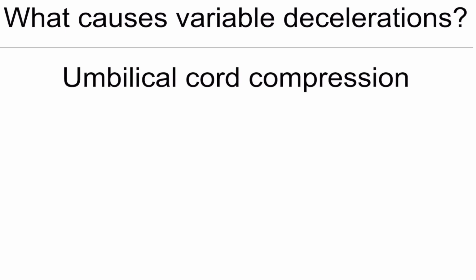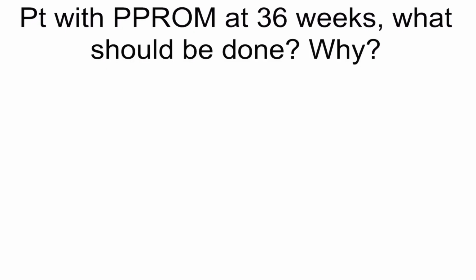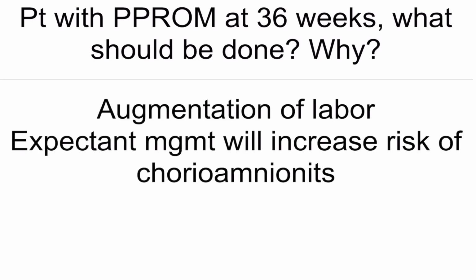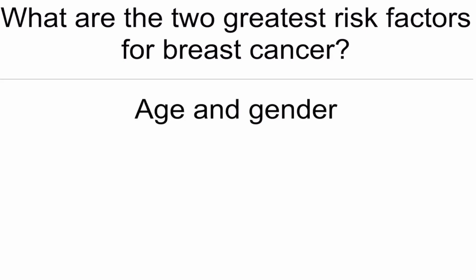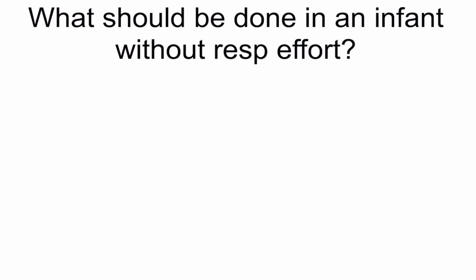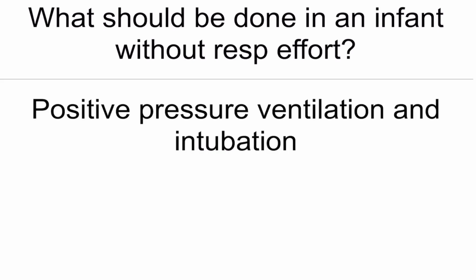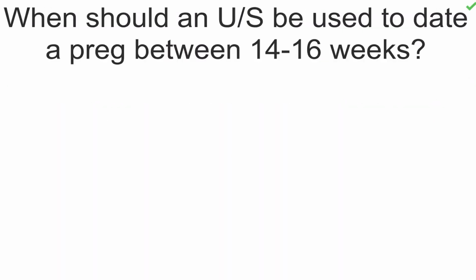Umbilical cord compression. Patient with PPROM at 36 weeks gestation, what should be done and why? Augmentation of labor; expectant management will increase the risk of chorioamnionitis. What are the 2 greatest risk factors for breast cancer? Age and gender. What should be done in an infant without respiratory effort? Positive pressure ventilation and intubation.